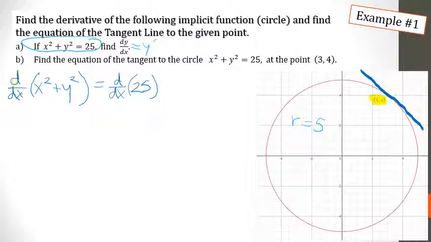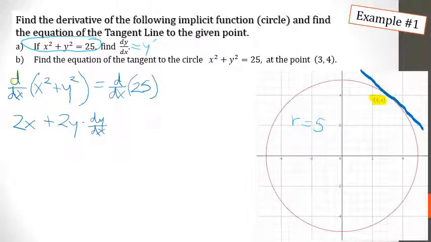So let's look at the first one. What is the derivative with respect to x of x squared? Well, that's just 2x. Plus, we have to take the derivative with respect to x of y squared. So we first find the derivative with respect to y, which is 2y, and then we multiply that by the derivative of y with respect to x.